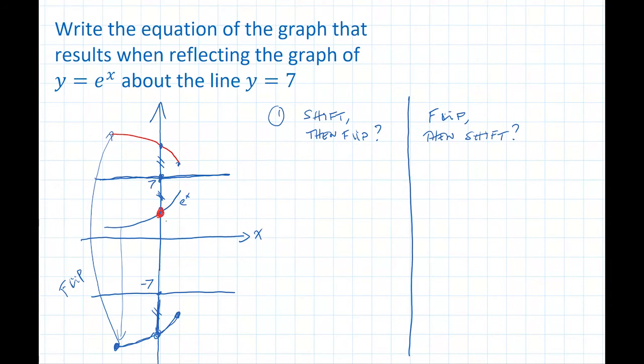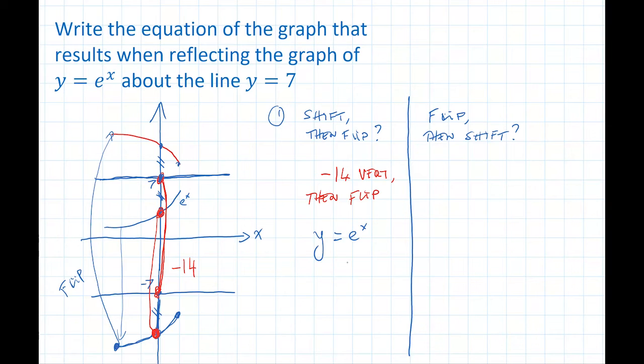This point here got shifted down to here, the same way that this point here got shifted down to here. They must go parallel. The line y = 7 and the e to the x must have shifted down in the same way as each other. Well, I know this distance from 7 to -7 is -14. So in terms of shifting, it must have been a -14 vertically, and then a flip, or reflection across the x-axis.